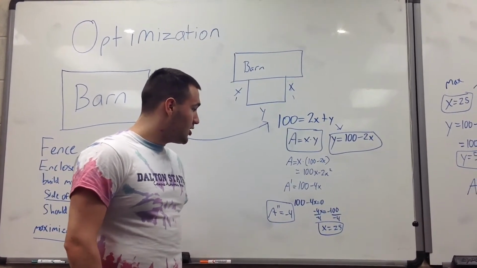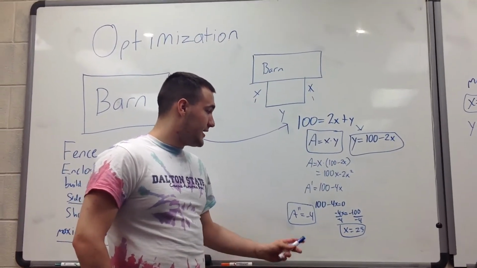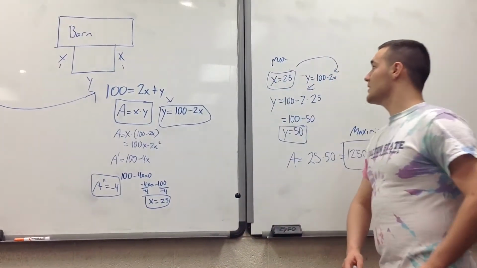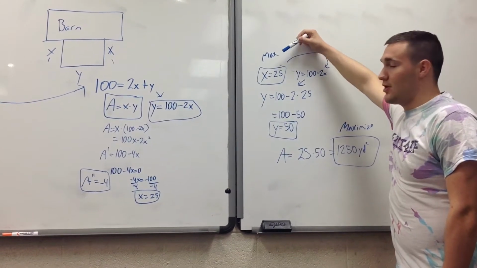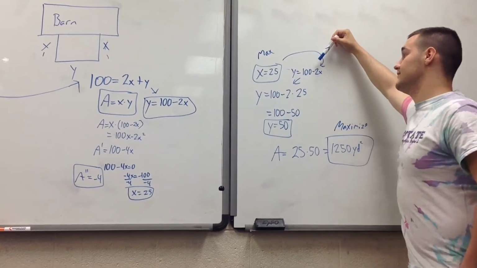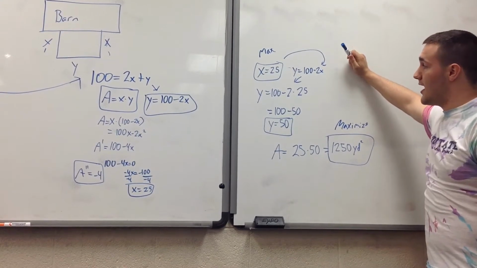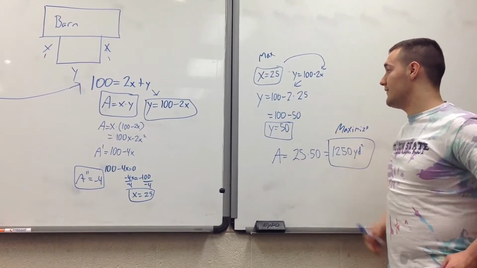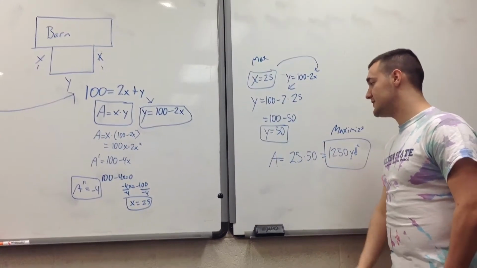And you can go ahead and find your A double prime. So now we have A double prime and X. We can say our maximum is at X equal to 25, and we're going to plug our X into our original equation for what Y is equal to. So Y is equal to 100 minus 2X can be thought of as Y is equal to 100 minus 2 times 25. Now we're going to do some math. Now Y is equal to 50.